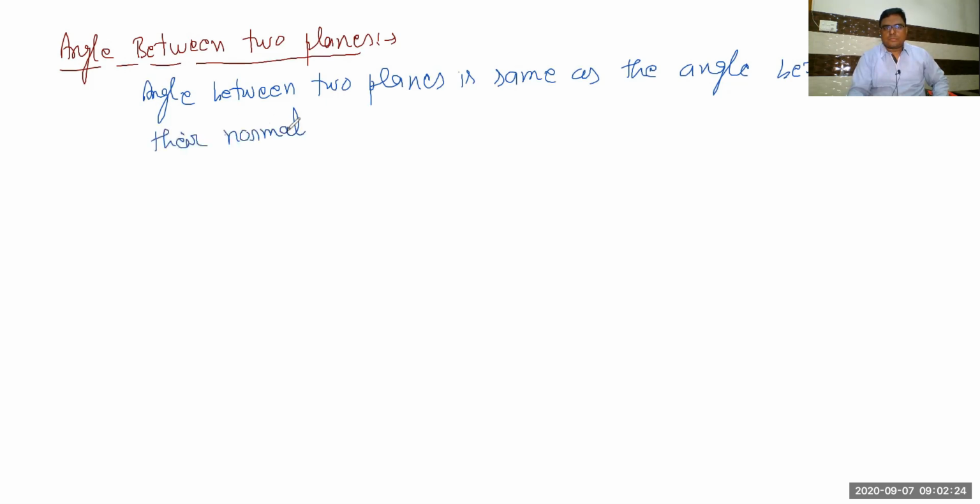Angle between two planes. Angle between two planes is the same as the angle between their normals, and the following formulas are used to find the angles.